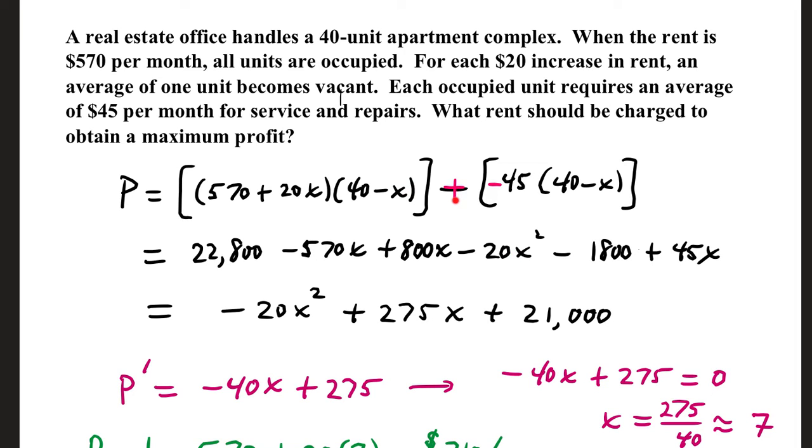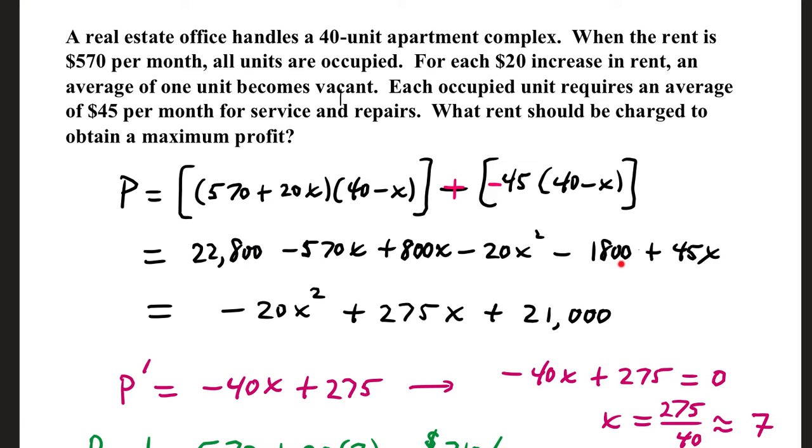I changed the minus to a plus and scooted the negative inside. That makes it easier to distribute a negative 45. Negative 45 times 40, negative 45 times negative x. Combining like terms, we have a negative 20x squared. Now for the x's, it's negative 570 plus 800 plus 45. That's a total of 275x.